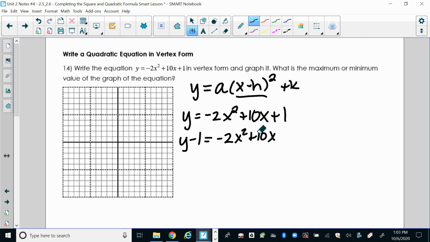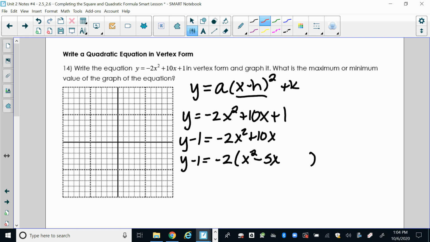So we're first going to start by moving over our constant so we can make the right side a perfect square trinomial. So before we make the right side a perfect square trinomial, we're going to factor our a value out because, again, it's a lot easier to do when our a value is 1.